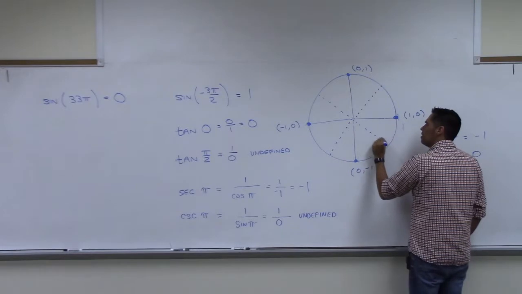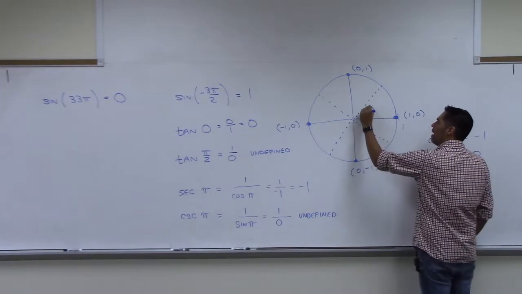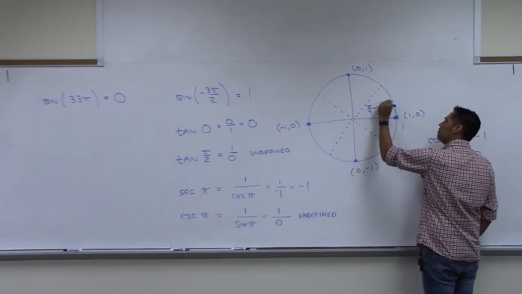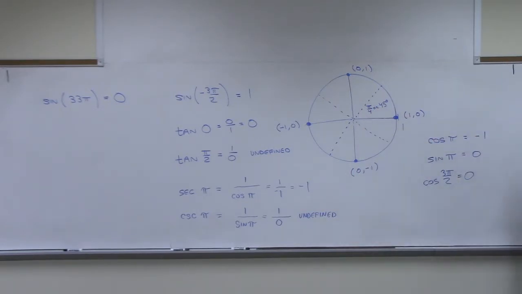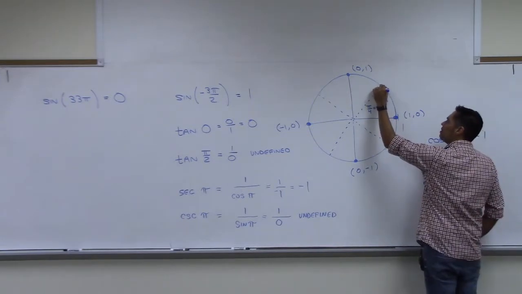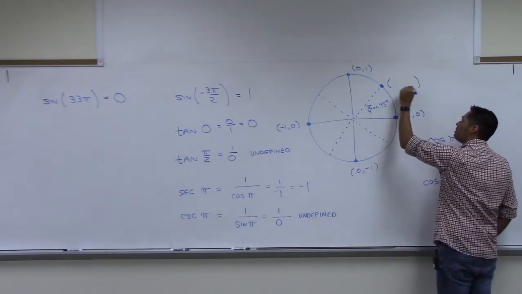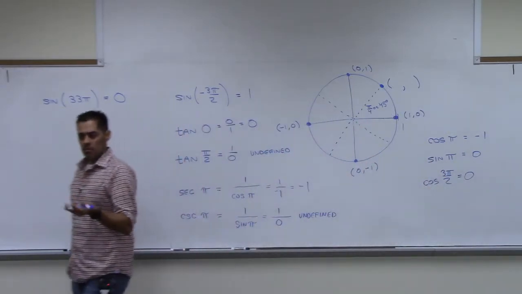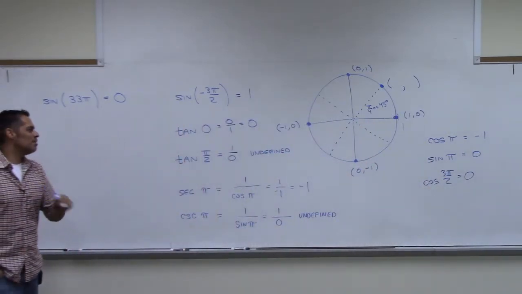And these are, what, pi over 4? Or you could say 45 degrees. Yes? Now, the question becomes, what is the point that corresponds to that angle? What's the x and y? It would almost be half-half.